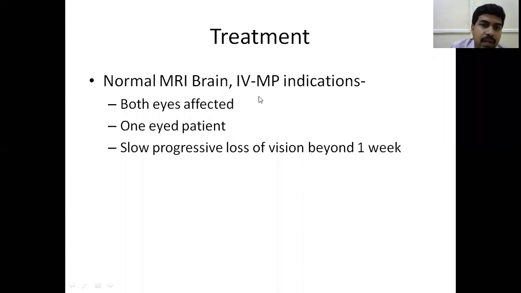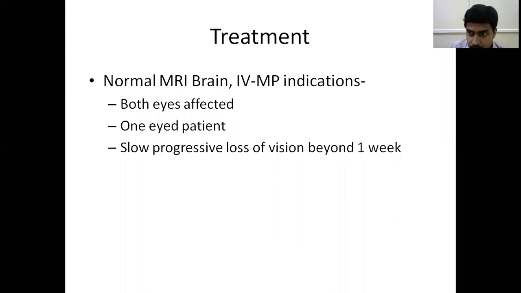And similarly, if the MRI brain is normal and there is no evidence of multiple sclerosis, because most optic neuritis cases are associated with multiple sclerosis, and multiple sclerosis can be detected by MRI brain, still it is better to start IV methylprednisolone. First thing, to avoid legal hassles with the patient.